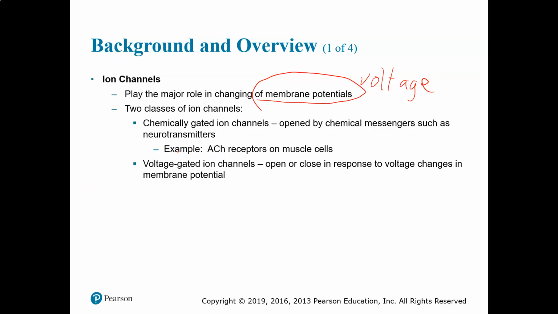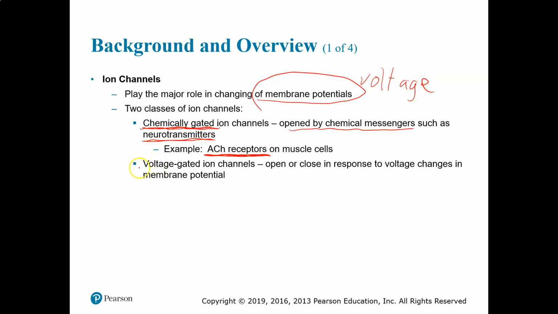Okay, so there are two classes of ion channels. They can either be chemically gated. That means there's a gate, and to open that gate, a chemical has to bind to the gate. So chemically gated ion channels are opened by chemical messengers such as neurotransmitters. ACh receptors on muscle cells are examples of chemically gated ion channels, because when ACh, acetylcholine, binds to those receptors, the ion channels open up and allow sodium ions to enter, and that leads to an action potential or nerve impulse, or muscle contraction.